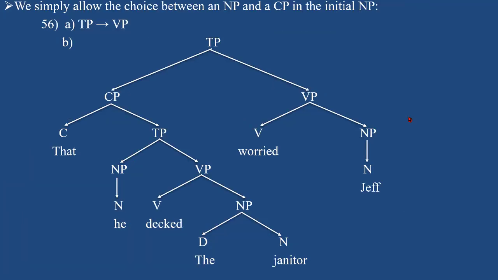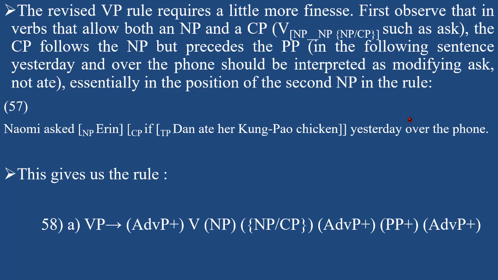The modification to the TP rule is relatively straightforward. We simply allow the choice between an NP and CP in the initial NP, right? So in this case, we have a TP which consists of a CP on the left in the subject position and the VP. That he decked the janitor, as you can see, worried Jeff. Here we have that, so that's why we have C, and the rest is just something we have been doing since the beginning, or at least since the middle of this lesson.